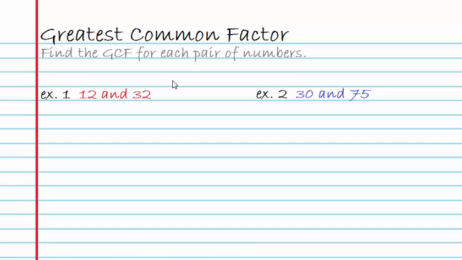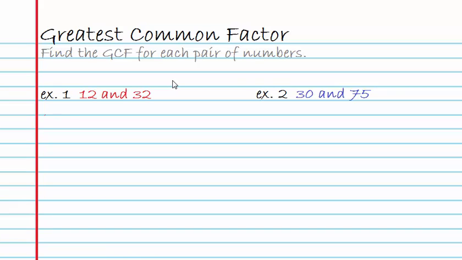Hey everyone, in this video we're going to look at finding the greatest common factor, and our directions say to find the GCF, which is an abbreviation for greatest common factor. So find the GCF for each pair of numbers. So when I look at example 1, I'm going to list my factors of 12 and 32.